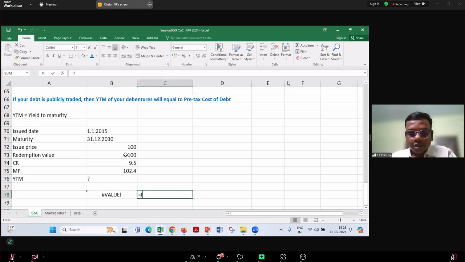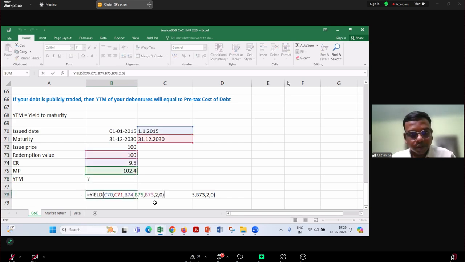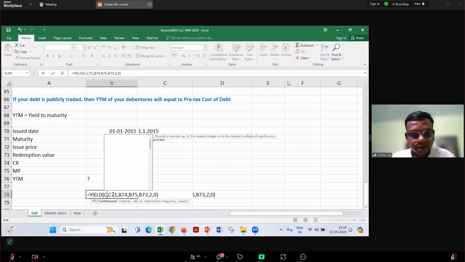Okay, so you can see the value is not coming here because we have not put the date the way it is supposed to be put, right? So we should be very careful while putting this. Okay, so is equal to date. Here is 2015, 1, 1, correct? Next is date. Here is 2030. Month is 12th, 31st. So still it is not coming up.